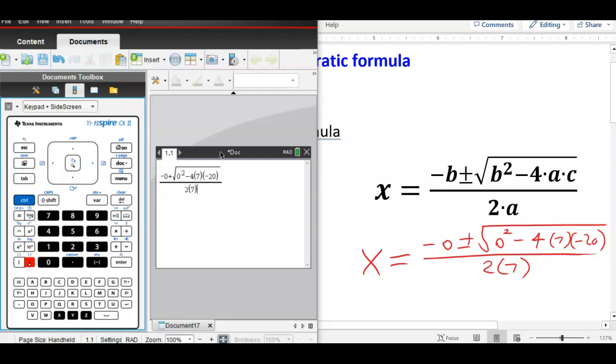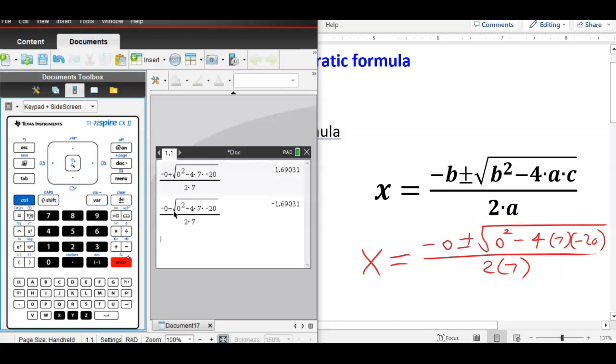If you can type that in correctly, you will get 1.69. That's one of your answers. See how this says plus and minus? So now you're going to do this whole thing with a minus sign. The easiest way to do that is if you go up twice, hit enter, it's going to copy paste it, and you can just turn that plus into a minus. You go over to the left and edit it.